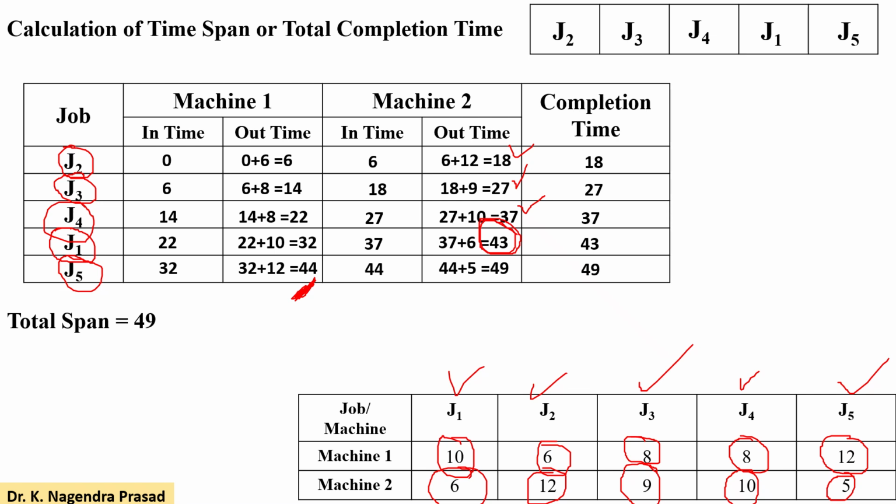Then the total span, or total completion time, is 49 hours. So this is the solution, and thank you.